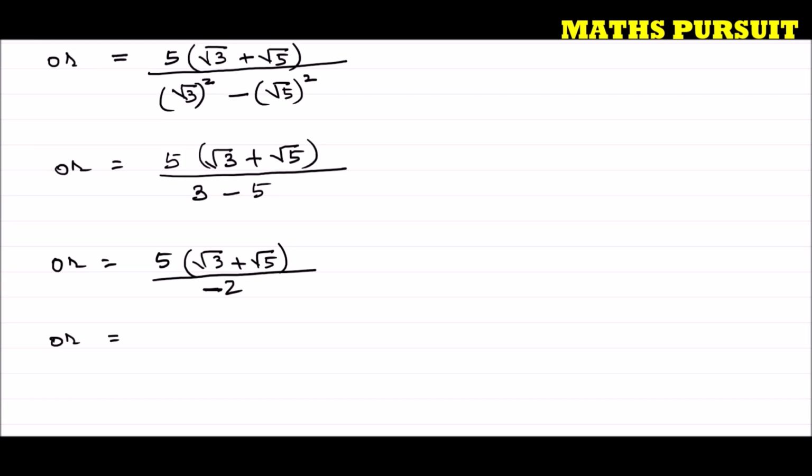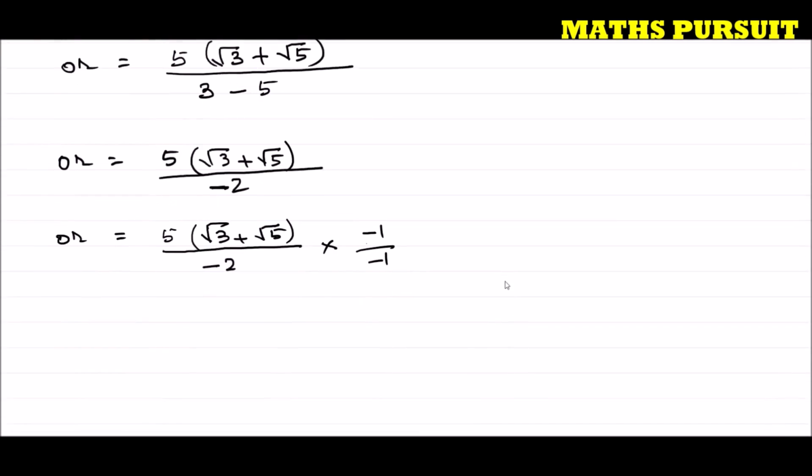In order to remove this negative symbol from the denominator, that is, minus 2 is there, what I need to do is multiply minus 1 to the denominator. If I multiply minus 1, that means minus 2 into minus 1 is plus 2. If I am multiplying minus 1 in the denominator, the same thing I also should multiply to the numerator, that means minus 1 upon minus 1. This is what I am going to do here, so that I can remove the negative symbol from the denominator.